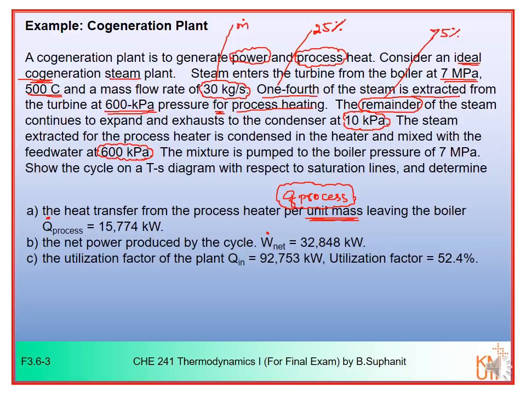So it would be 52.4%. And Q in to the cogeneration plant would be 92,753 kilowatt. These are the answers to all questions. Now I'm going to show you how we obtain this result.